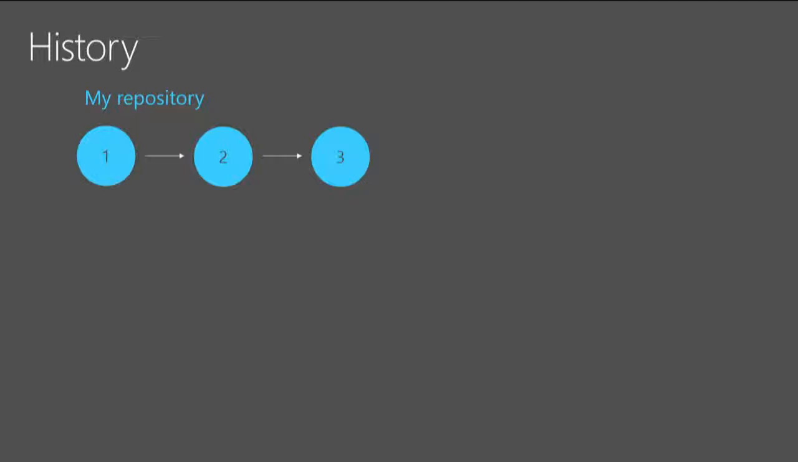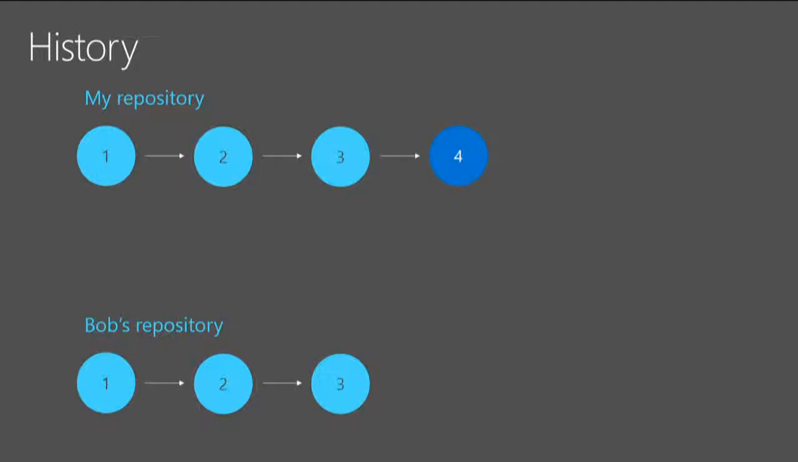And I'm working with one of my coworkers, let's call him Bob. Bob does the same thing. He clones the repository down to his machine. Now he's got those same 3 commits in history. If I make a change, check it into my local repository, I'm going to make change number 4. Bob makes a change number 5.